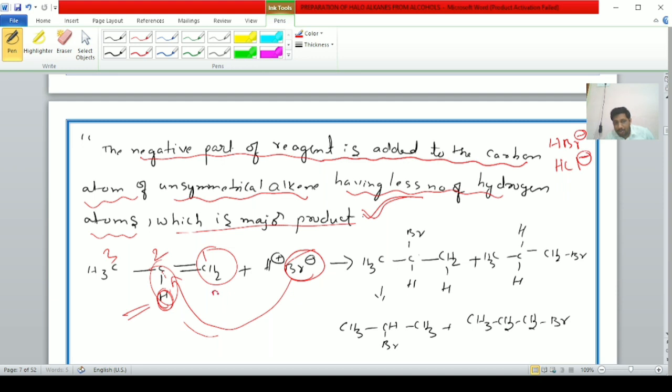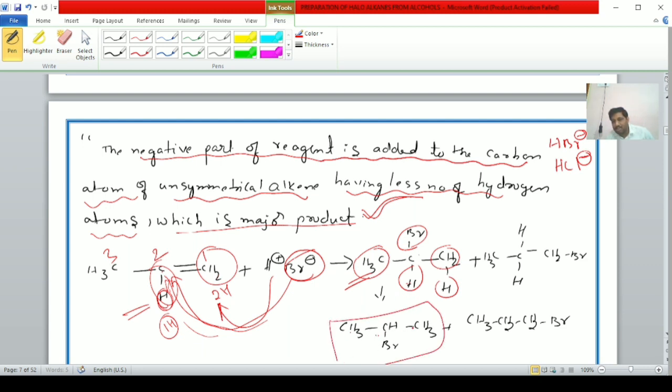Here two hydrogen atoms are present. Here one hydrogen atom is present. Here Br minus is added to the second carbon. That is CH3, CHBr, CH3. Hydrogen is added to the CH2. That is CH3, CHBr, CH3, which is 2-bromopropane. You can call it like this.